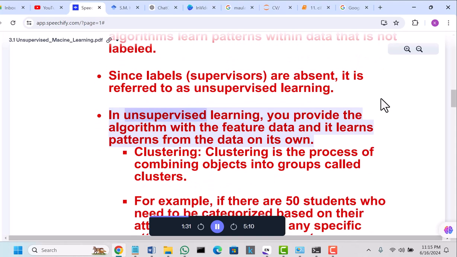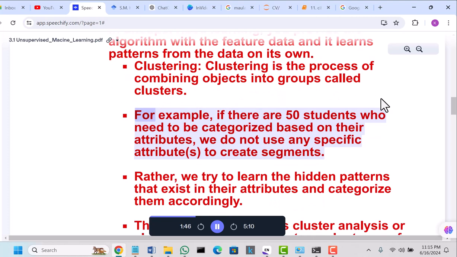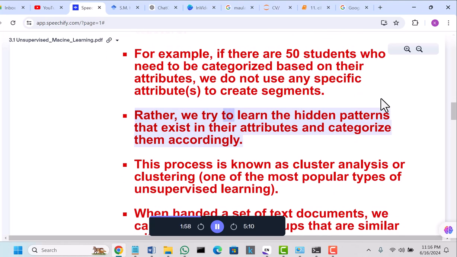In unsupervised learning, you provide the algorithm with the feature data and it learns patterns from the data on its own. Clustering. Clustering is the process of combining objects into groups called clusters. For example, if there are 50 students who need to be categorized based on their attributes, we do not use any specific attribute, say, to create segments. Rather, we try to learn the hidden patterns that exist in their attributes and categorize them accordingly.